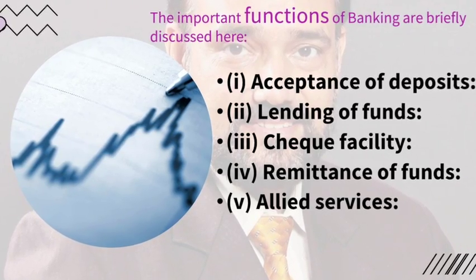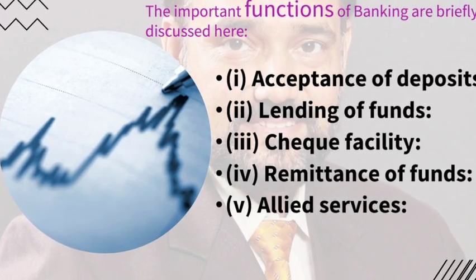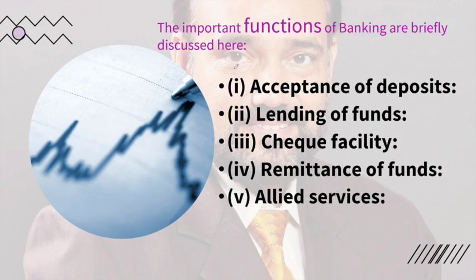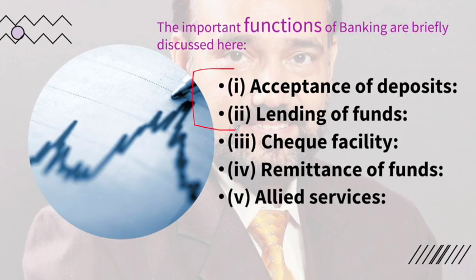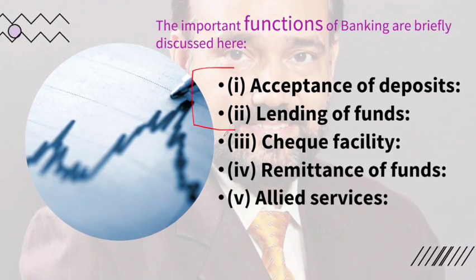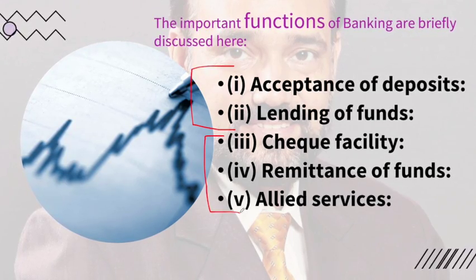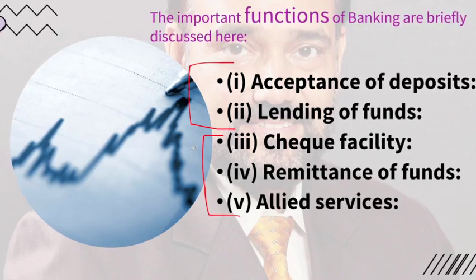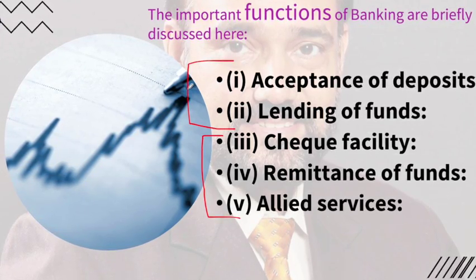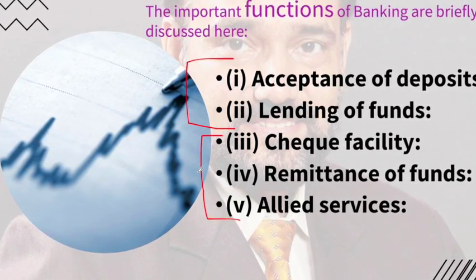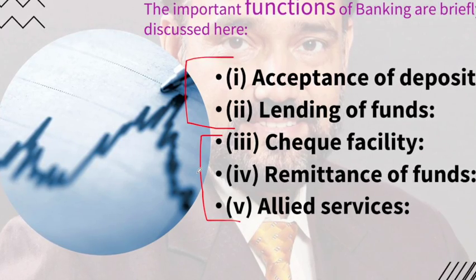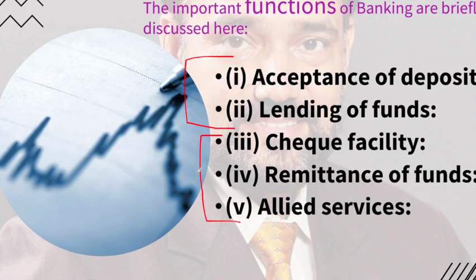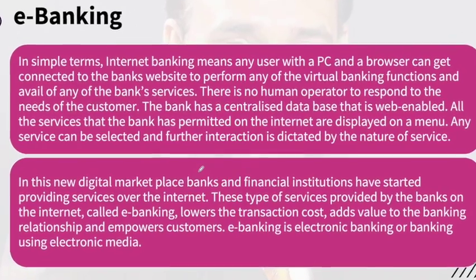So these are the 5 major functions of bank, in which these 2 we keep in the category of primary function and these 3 we keep in the category of secondary function. This is the main function, the basic function, the primary function, and these are secondary functions, or the agency function also we call it. Correct? Now let us talk about e-banking.